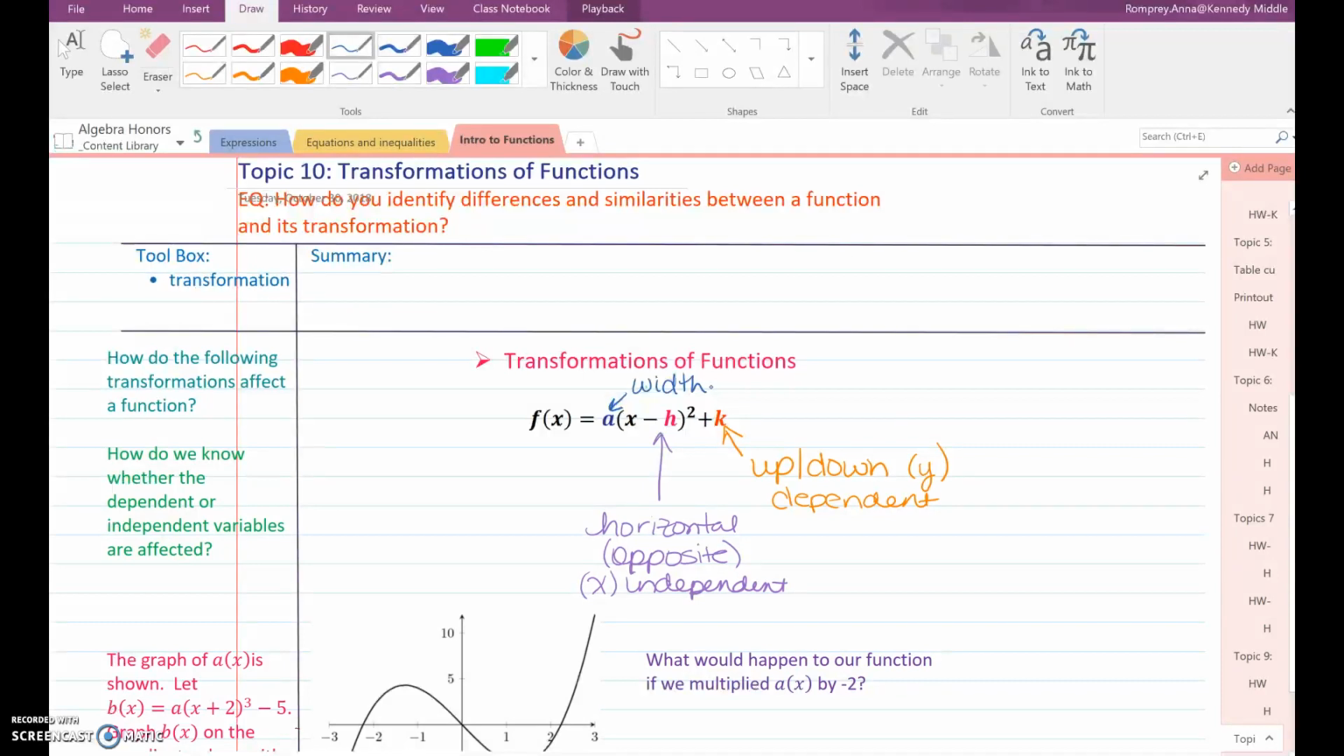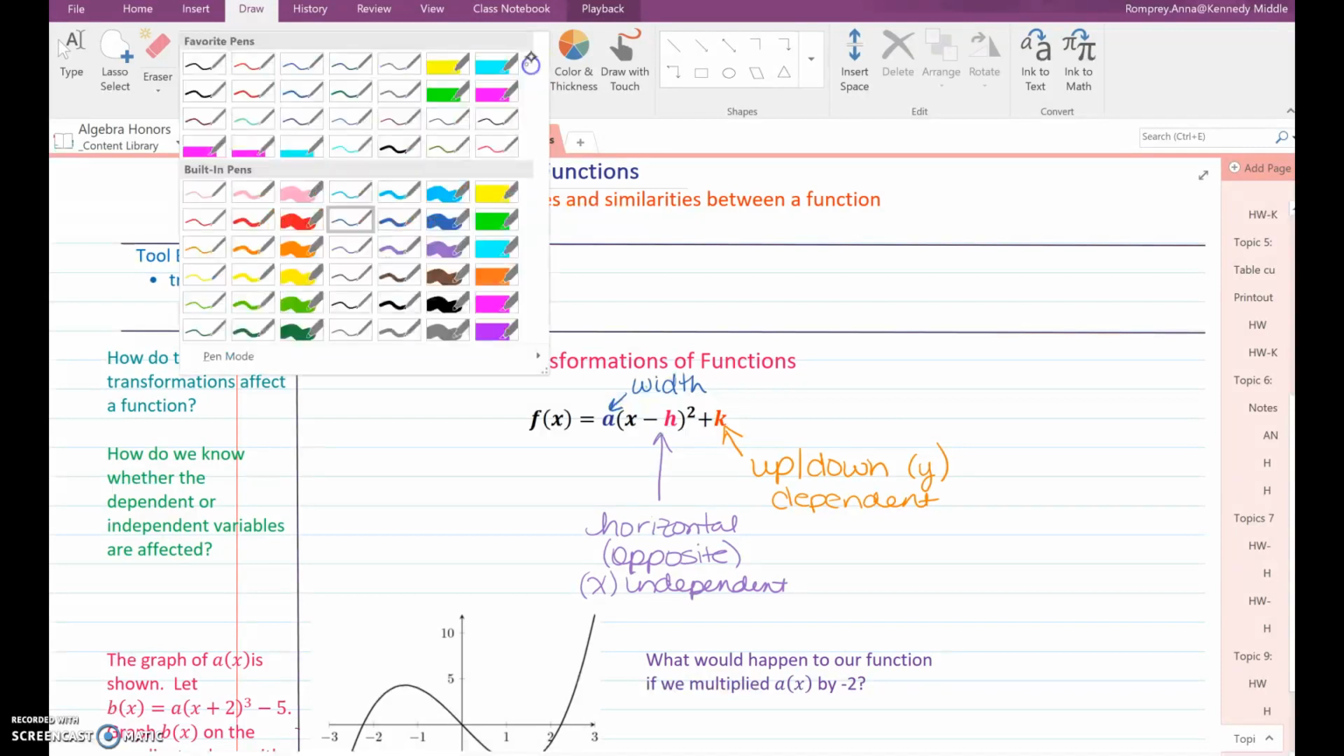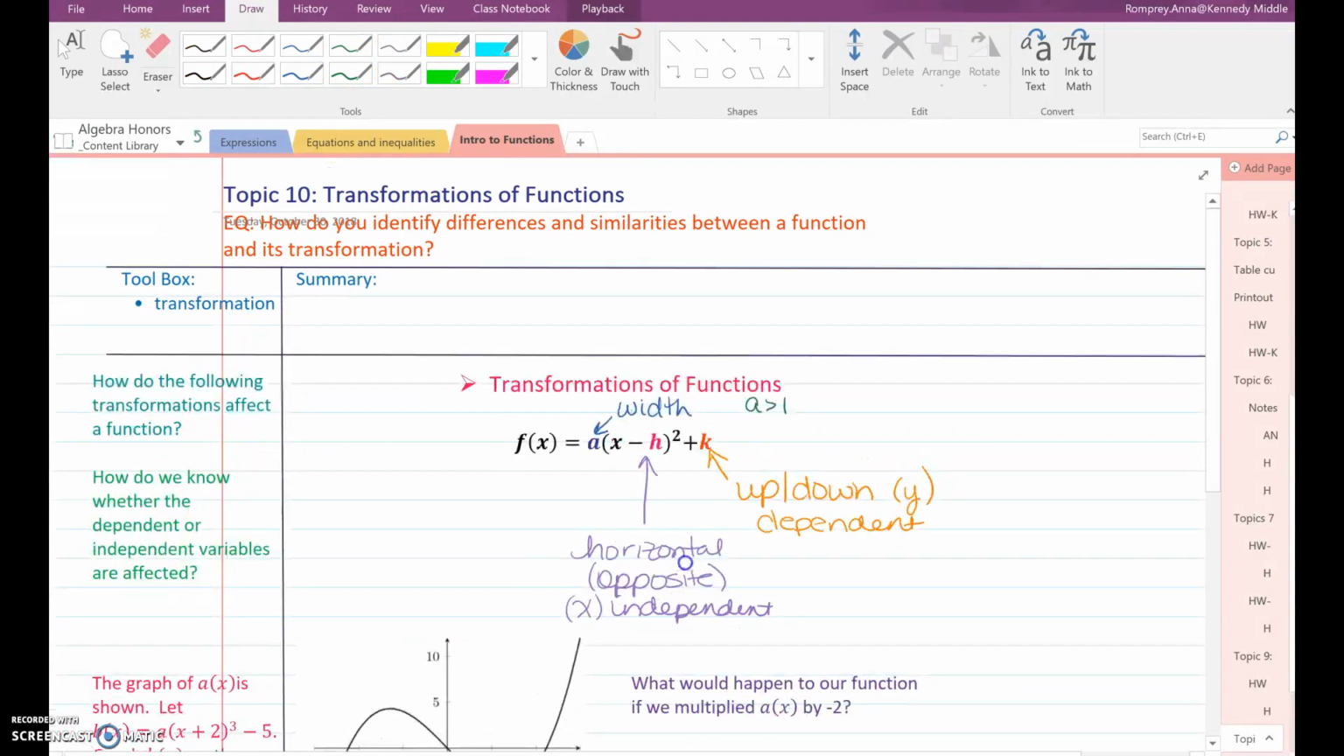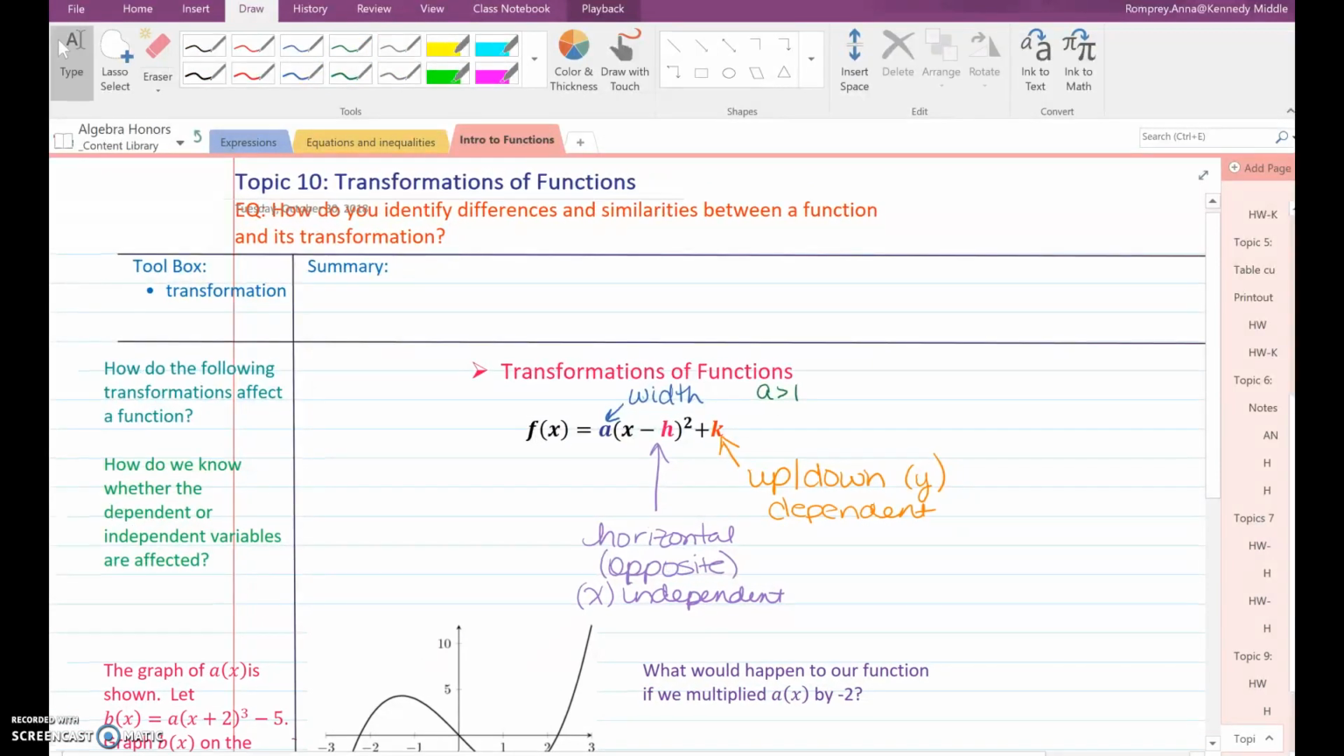So again, A describes our width. Now, if A is greater than 1, so if we have a positive a and it's greater than 1, so think like 2 or 3, what that tells me is my function is growing, say it's 2, twice as fast as normal. Or if it's 3, 3 times as fast as normal. So anything greater than 1, it gives us a vertical stretch. It makes the function skinnier, all right?